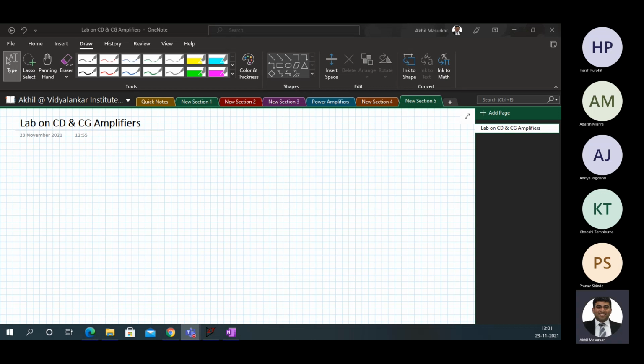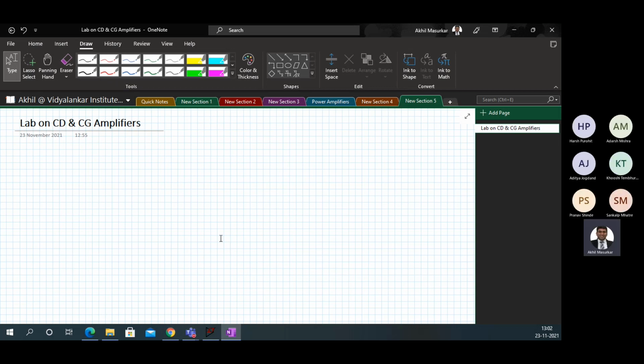Okay, so let us start. So today we will do two amplifiers, which are common drain and common gate amplifiers. We will simulate this in LTspice and then see how these amplifiers can be used. So we will straight away take a diagram. The objective of this is basically you need to determine.